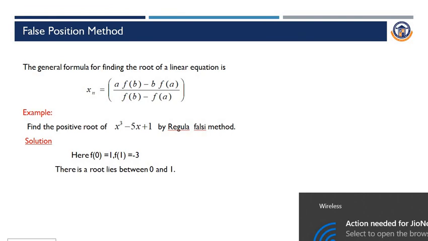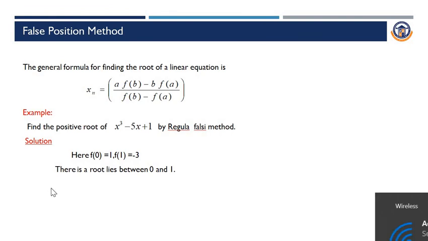Now, as you did in the Newton-Raphson method, we can see another method, the false position method. For the same set of equations, either algebraic or transcendental, we can use the false position method to find the solution of the equation. In the false position method, the iterative formula is xn equal to a into f of b minus b into f of a by f of b minus f of a.